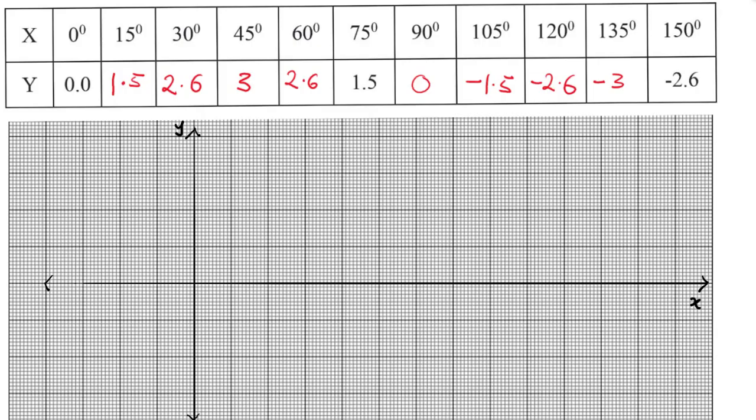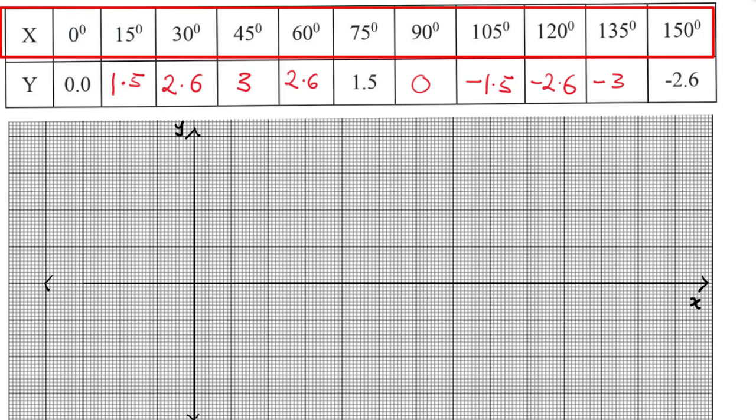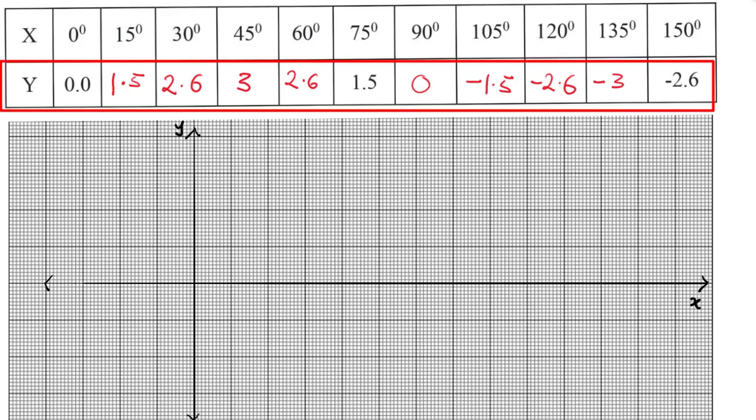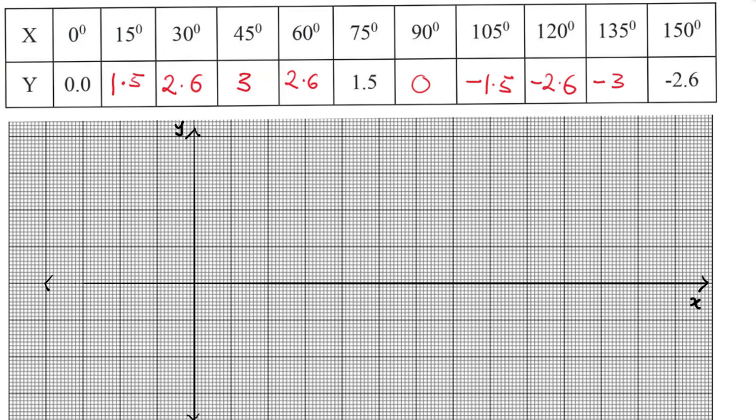Alright, from our solution, this was a table. So we're going to use this table and plot the graph. As you can see, these are the values for x and these are the values for y. So we're going to plot the graph of this. And remember, we have a scale.